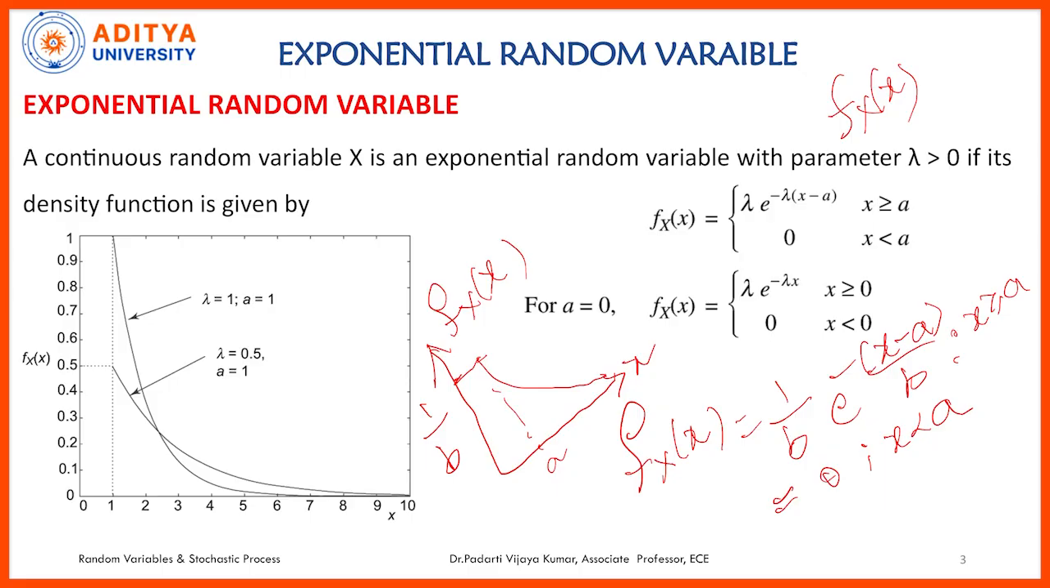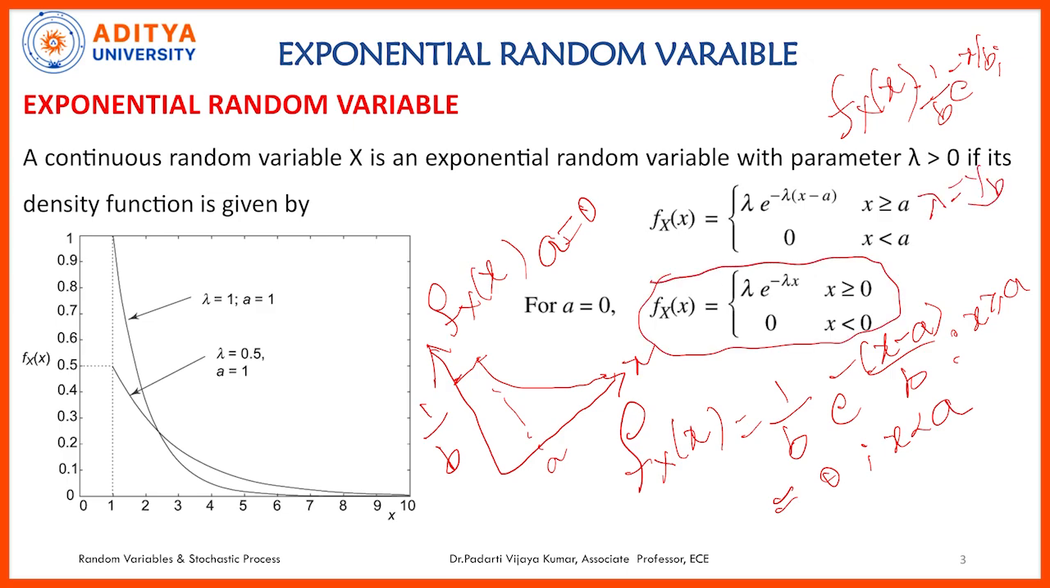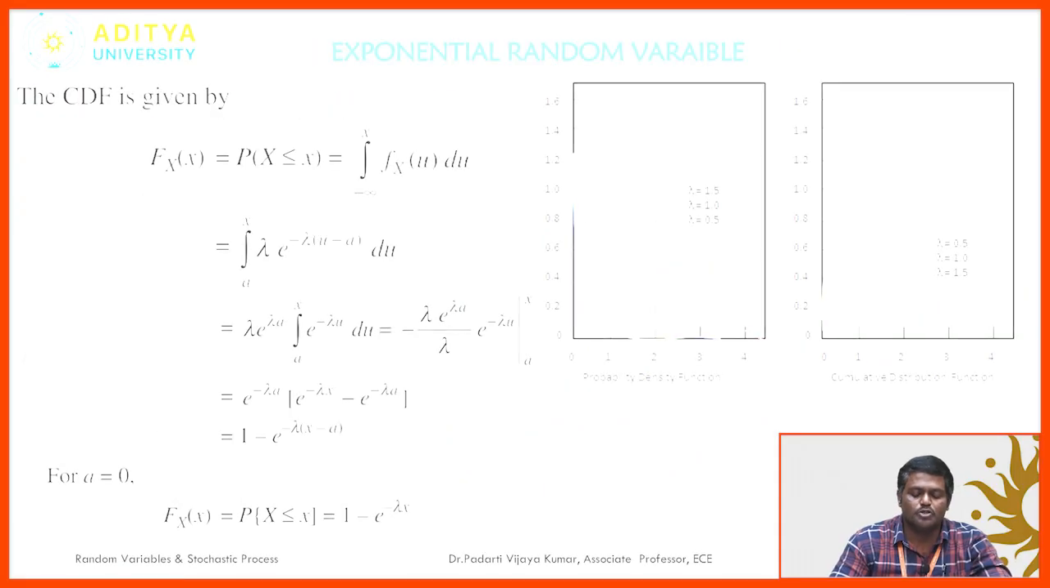In a special case, if a is equal to 0, the density function reduces to f_X(x) is equal to 1 by b e power minus x by b. If lambda is equal to 1 by b, this is the function under the special case when a is equal to 0. Similarly, the distribution function.